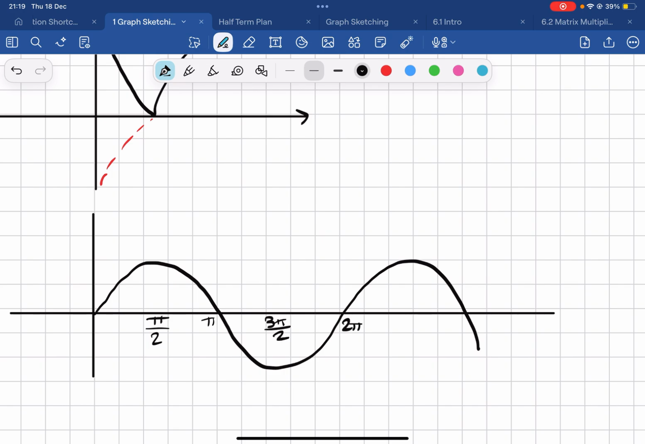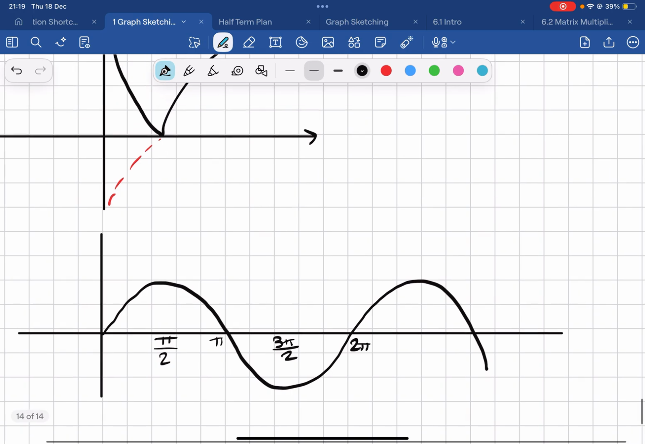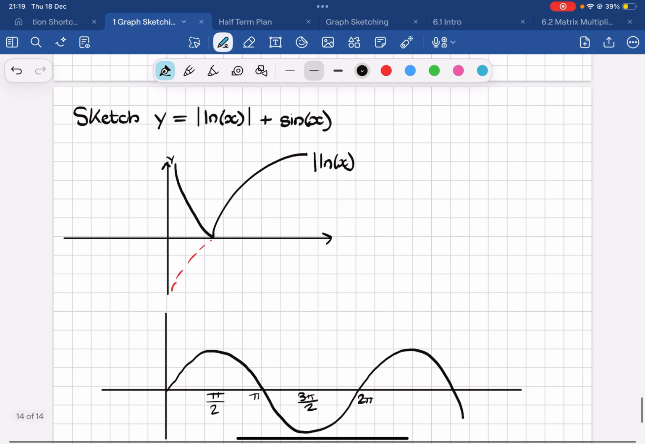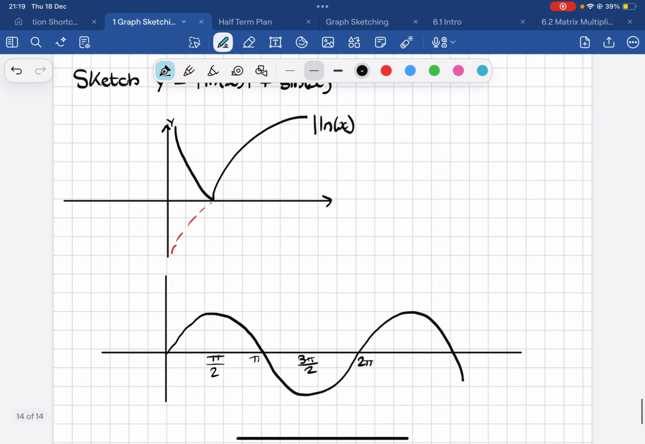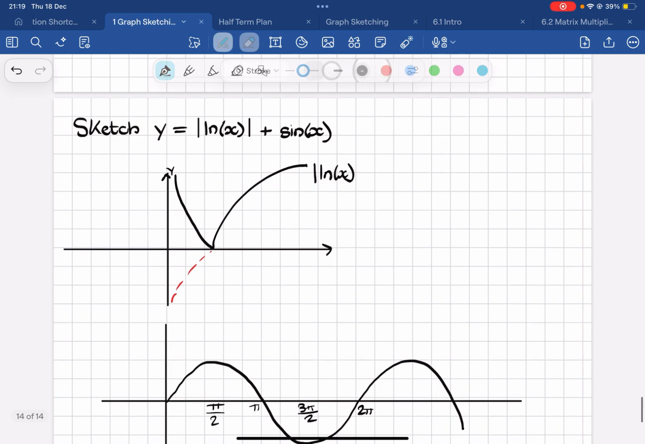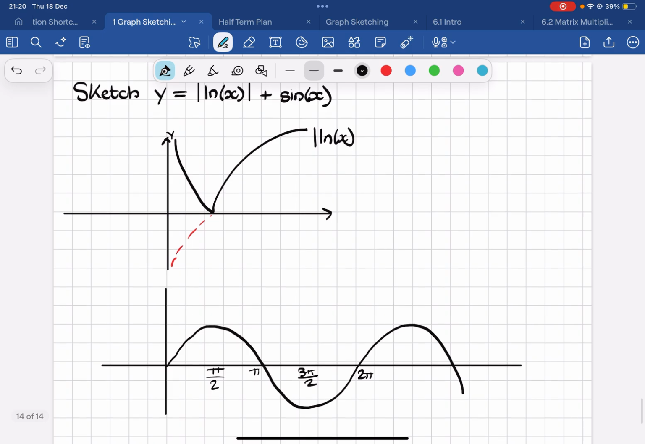The reason I haven't drawn before x is less than 0 is because of the domain of ln x, or mod ln x, which is where x is greater than 0. So I've applied the same to sin x. Alright, now we're going to be combining these two graphs by summing them, but it's not as simple as just adding two linear equations, because we've got one function that has a bit of a unique pattern.